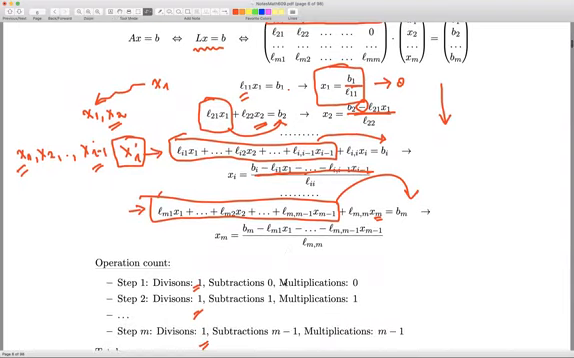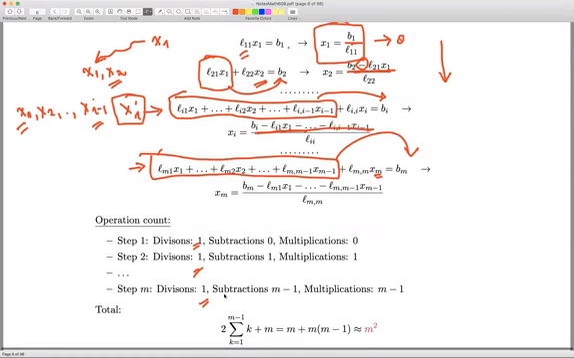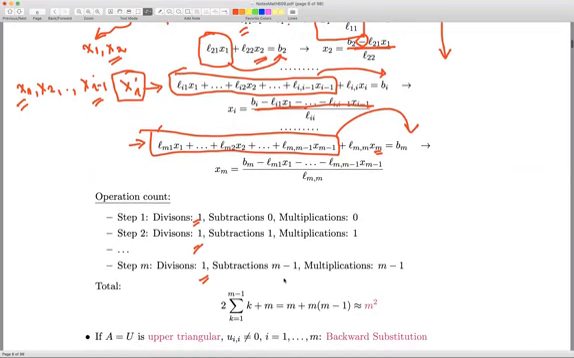So we'll have i minus 1 subtractions. At the very end, we will have m minus 1 subtractions. So the subtractions start with 0 subtractions at step 1, 1 subtraction at step 2, and so on, m minus 1 subtractions at step m.